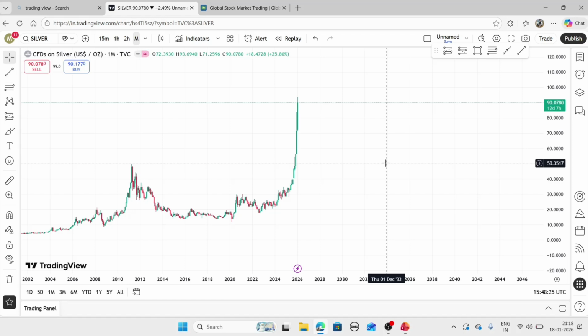Industrialists who want to buy silver to make their products are waiting for a correction so that they can buy. Because of that, demand is slowing down, and that is also a reason we can say. So let's wait for that.